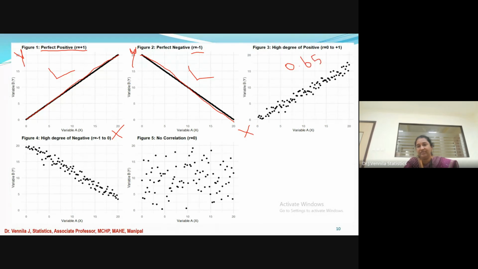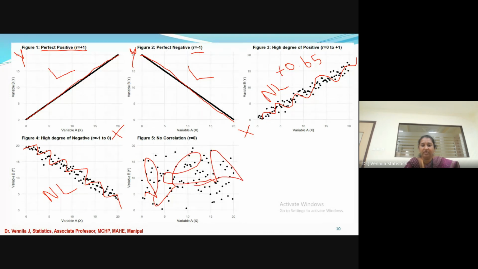If I get an answer like 0.65 or plus 0.65, it is in between r is 0 to plus 1. So I don't get a linear line; this is a non-linear line. Non-linear means I will get a curve like this. If I get a non-linear type, that is called a highly positive correlation. The same concept applies when it moves upwards to downwards with a non-linear function. It is called a highly negative correlation.